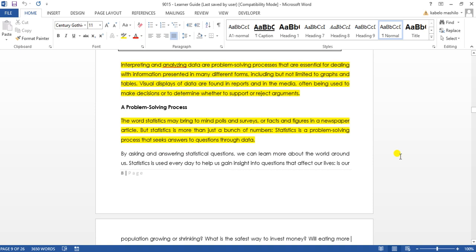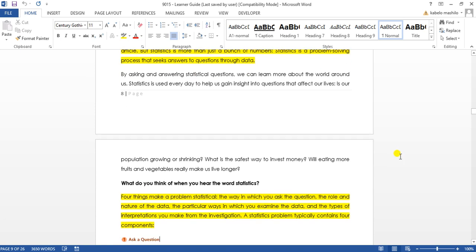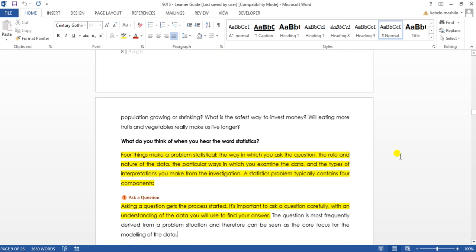Problem-solving process. The word stats may bring to mind polls and surveys or facts and figures in a newspaper article, but stats is more than just a bunch of numbers. Stats is a problem-solving process that seeks answers to questions through data. What do you think of when you hear the word stats? Four things make a problem statistical: the way in which you ask the question, the role and the nature of the data, the particular ways in which you examine the data, and the types of interpretations you make from the investigation.